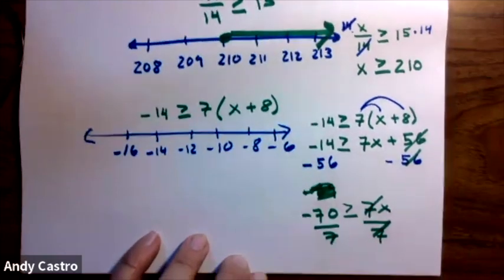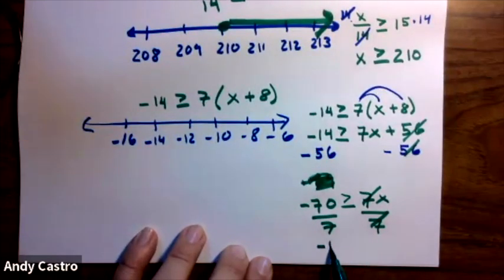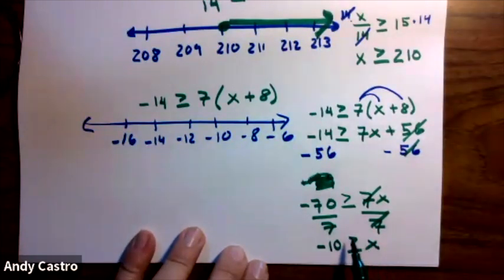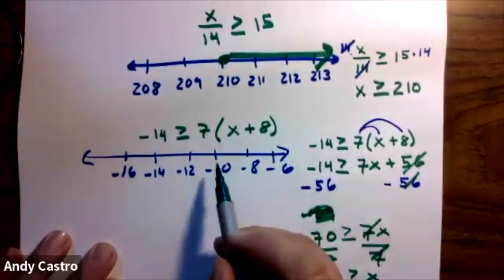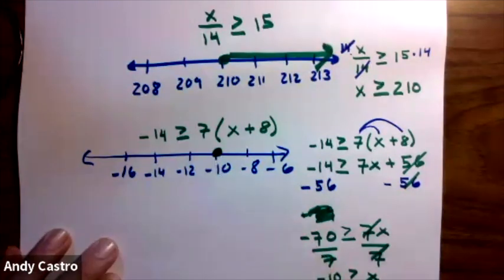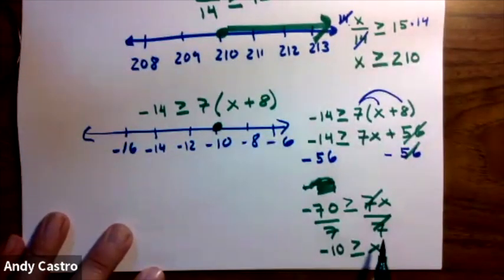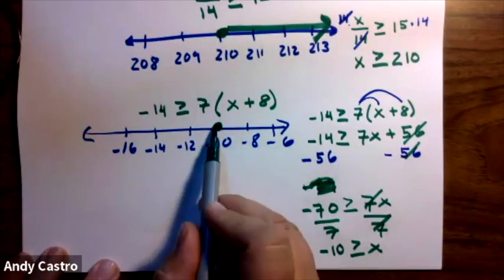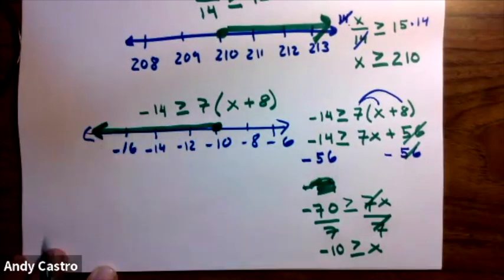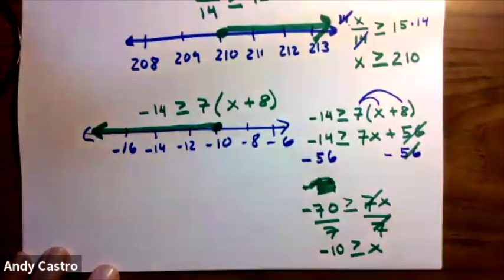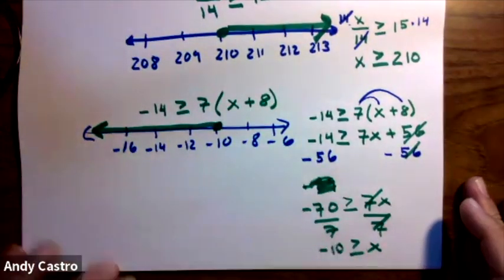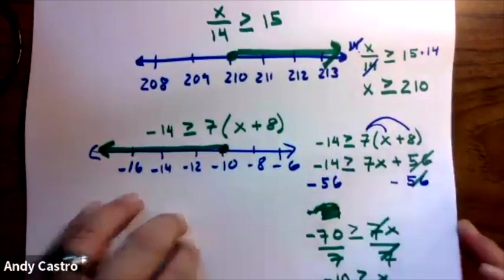Negative 70 divided by 7 is negative 10. Negative 10 is greater than or equal to x. So x is less than or equal to negative 10. So it can be equal to negative 10. And x is less than or equal to that. So it's anything off to the left. Right.